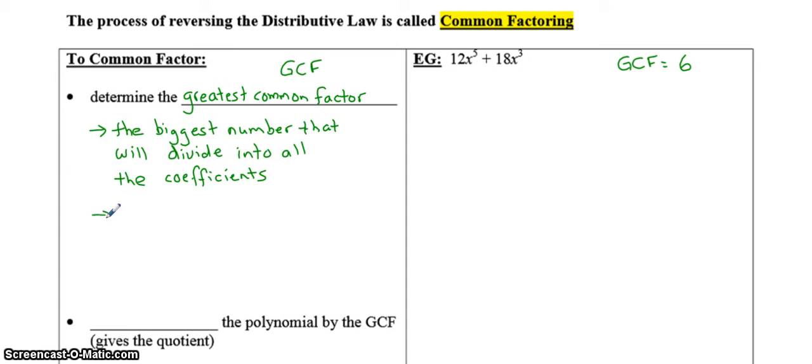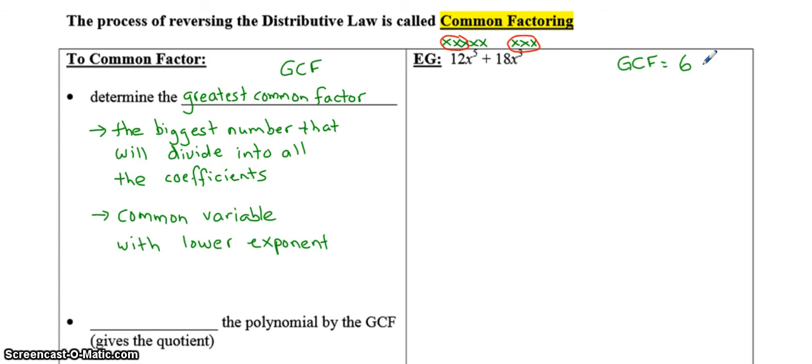The second part is you have to see if both terms have the same variable. They do. They both have an x. But this has 5 x's and this one only has 3 x's. So that means you can only take 3 x's out of both terms. So what you're going to do is take the common variable with the lower exponent. So in that case, with the 6, they both have an x, but the lowest exponent is 3.